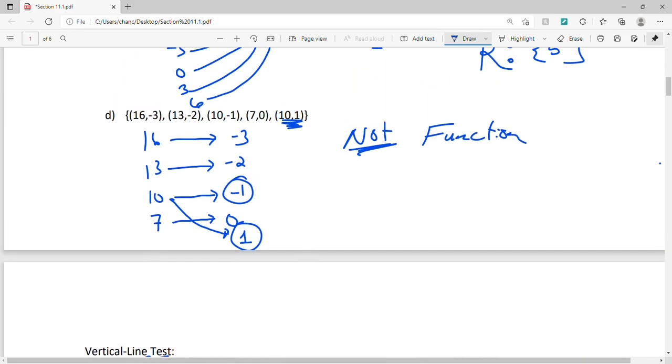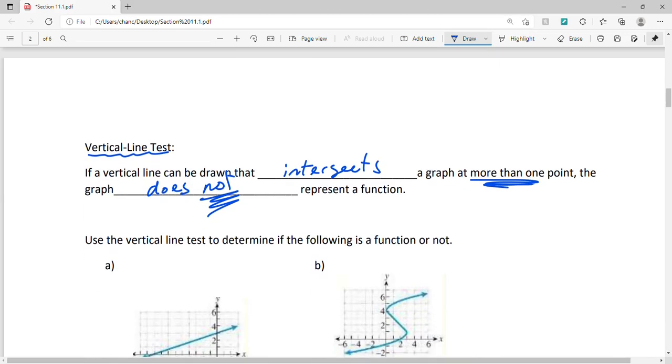This was not a function because if you notice, we have an x-coordinate that goes to a number and the same x-coordinate going to a different number. These are 2 points that actually lie directly on top of each other. Right? They lie on top of one another. So we can see that if we draw a vertical line between the 2 points, they would pass more than once on the graph. So that's what the vertical line test basically says.